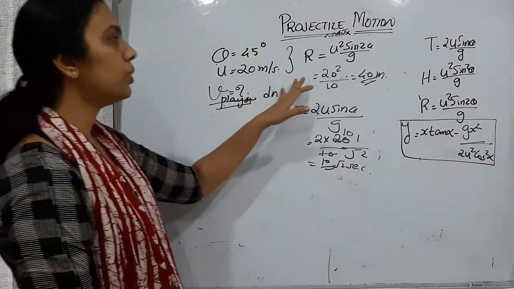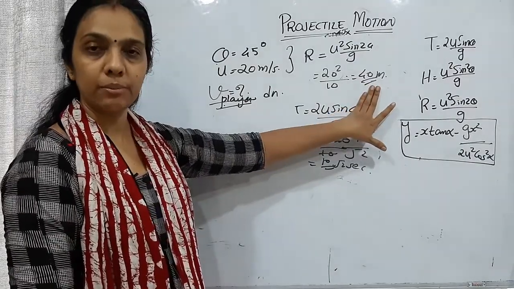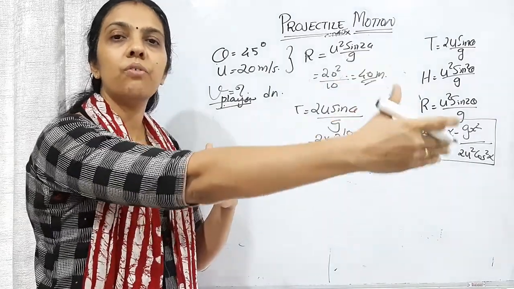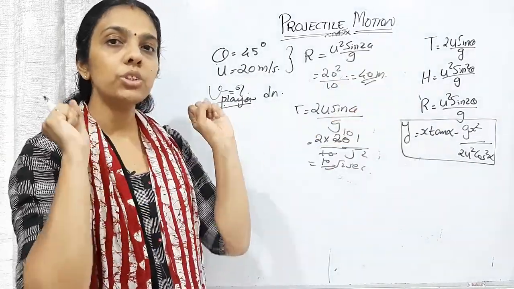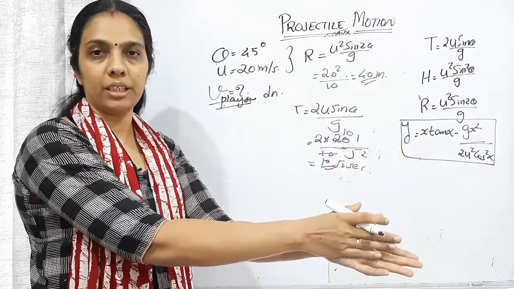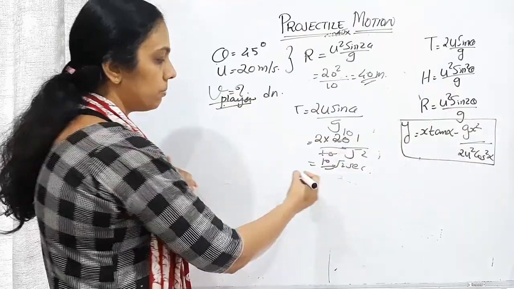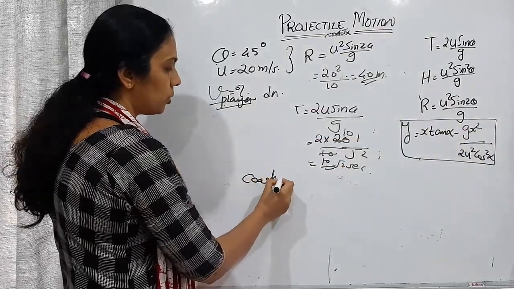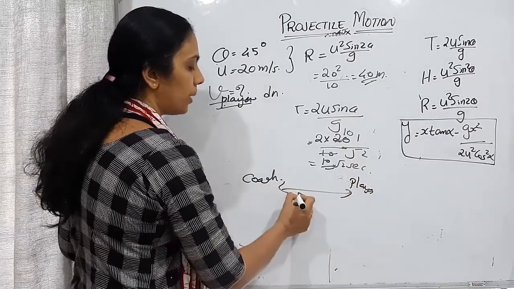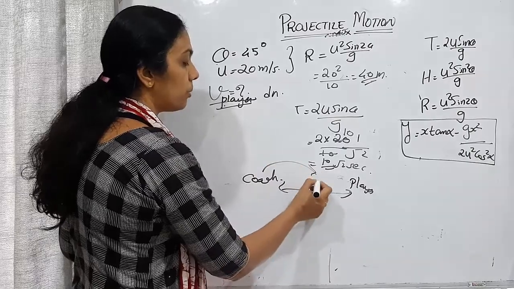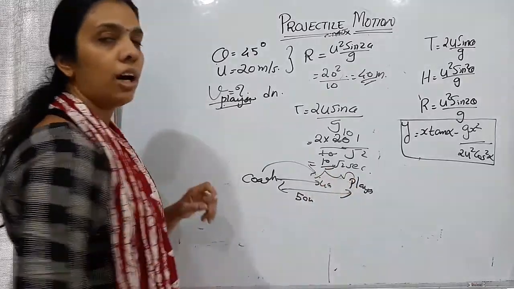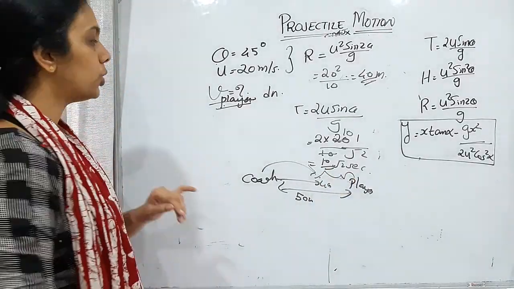Within this time, the ball will be covering 40 meters. The player is already at a distance 50 meter from the coach. When the coach is throwing the ball, the ball is about to fall to the ground at 40 meters. So this is the position of the coach, and here is the player, who is at a distance 50 meter away. When the coach is throwing the ball, it is falling at a distance of 40 meter. So how much distance should the player run? He should run 10 meters.